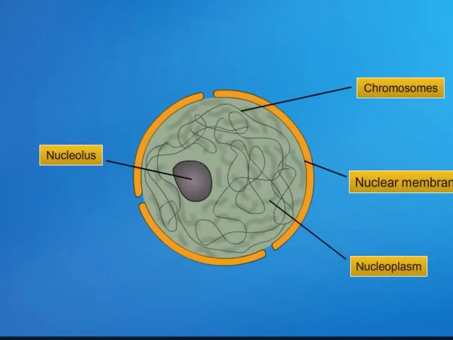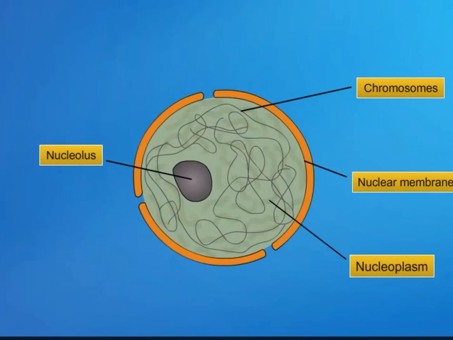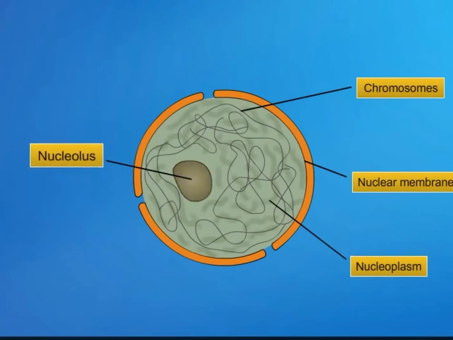First one, nuclear membrane. It surrounds the nucleus. It controls and allows the passage of certain materials in and out of the nucleus. Second, nucleoplasm. It is a dense fluid in nucleus. Third one is nucleolus. It is a spherical body present inside the nucleus. It contains ribonucleic acid RNA.